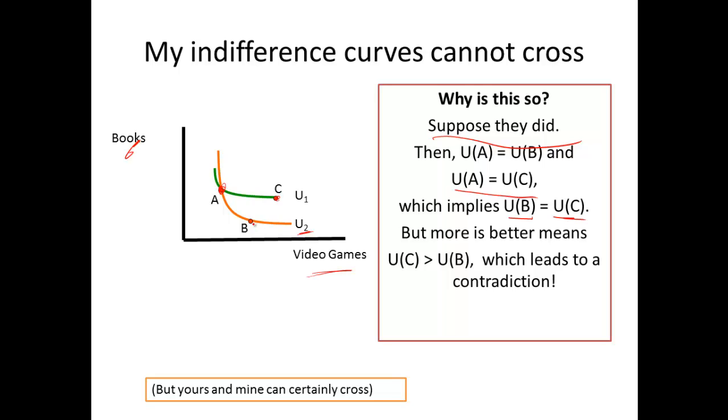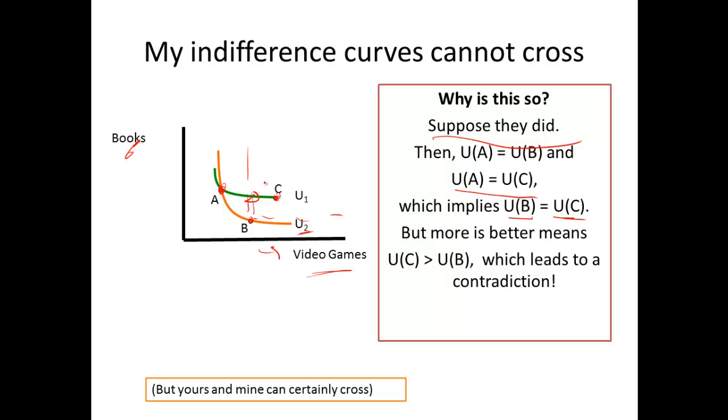But hang on there, more is better clearly shows us that C has higher utility than B. Now how do I know that? Just look in the diagram. Relative to point B, C has more of both things. So there's no way that C and B could have the same level of utility. All of which is a long way to say that indifference curves cannot cross for an individual, because if they did, we'd be led to contradictions like this.